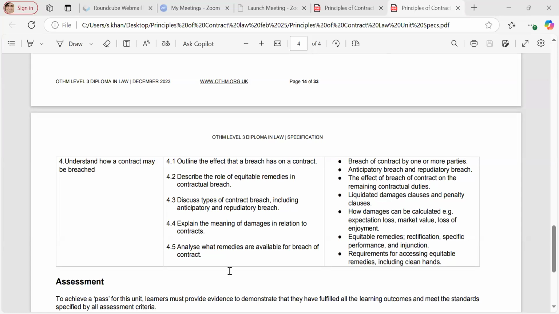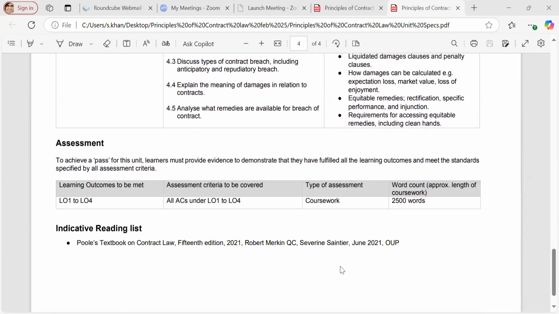And the indicative content for learning outcome 4 is to look at breach of contract by one or more parties, anticipatory breach and repudiatory breach, the effect of breach of contract on remaining contractual duties, liquidated damages, clauses and penalty clauses, how damages can be calculated. We'll also look at equitable remedies and requirements for accessing equitable remedies.